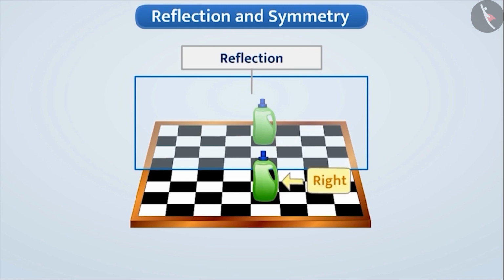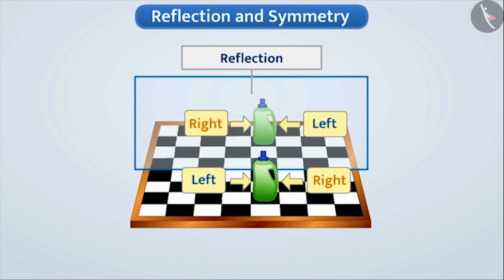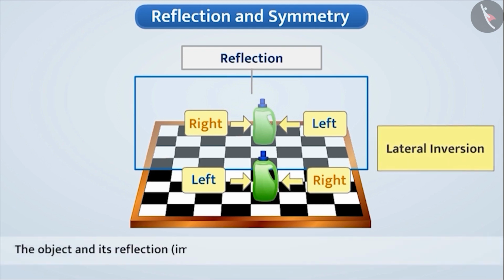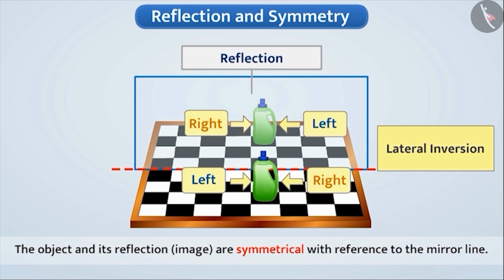The right part of the object appears to be left in its reflection, and the left part of the object appears to be in the right of the reflection. This is called lateral inversion. In such a situation, we see that the object and its reflection are symmetric with reference to the mirror line. Thus, the mirror line becomes a line of symmetry. Let's understand it more comprehensively.